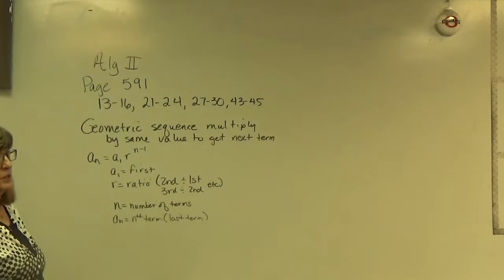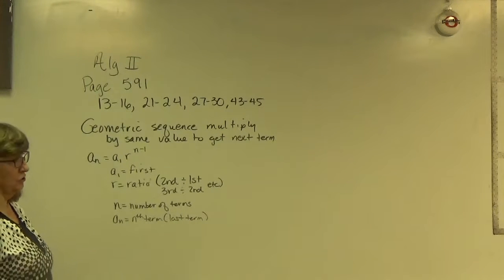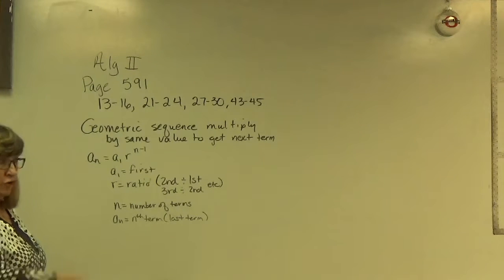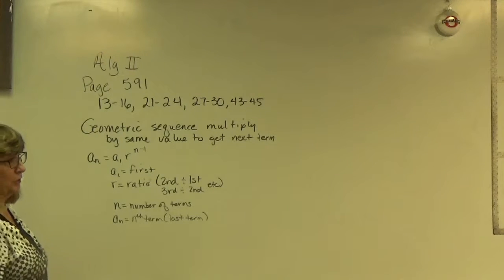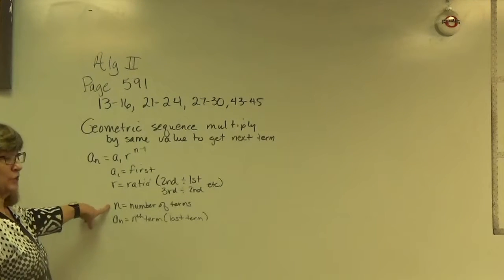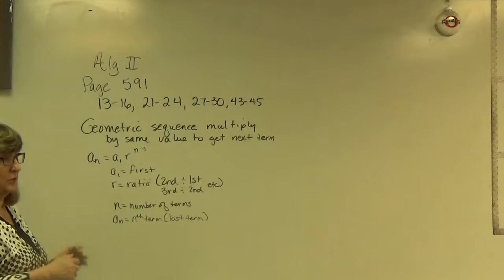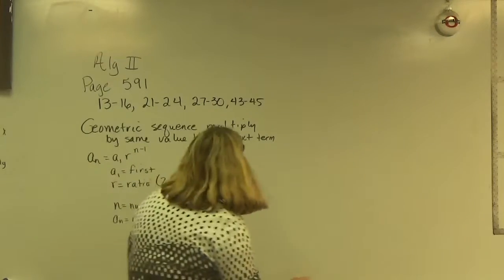But I would recommend using fractions as opposed to decimals, because you could end up with a decimal like 0.666666, and if you drop any of it off, you'll lose part of your answer. N stands for the number of terms, and A sub n stands for the nth term or the last term. So we're used to those formulas, with the exception of ratio.